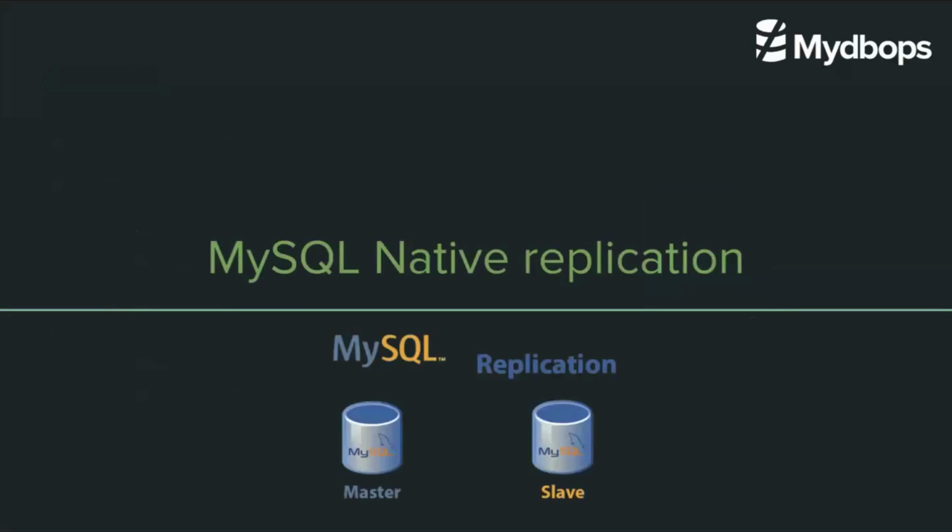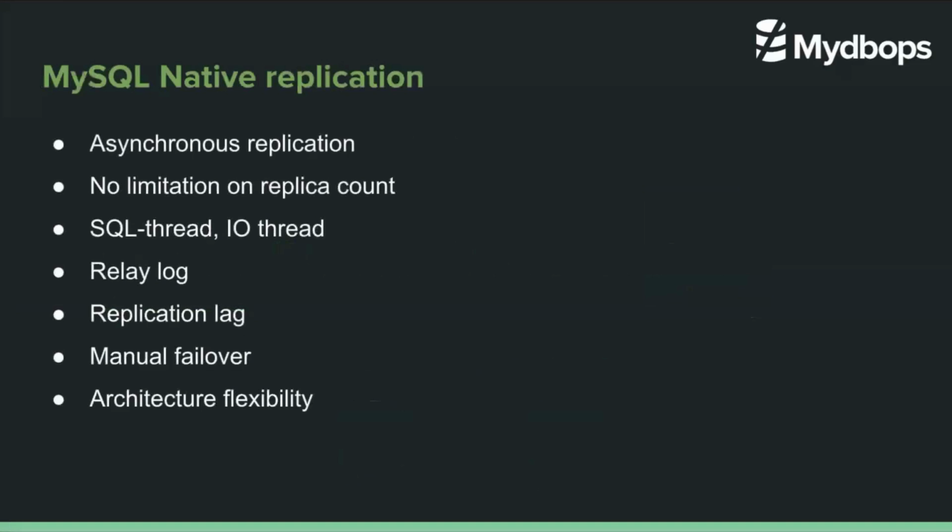So first we will see the basics about MySQL native replication. It is asynchronous replication, which means the master won't bother about whether the replica has caught up with the data or is live in sync. The master keeps on writing the data and the slave will pull the data to apply. One more advantage is that there is no limitation on the replica count. We don't need to have only 5 or 6 replicas; we can have any number of replicas.